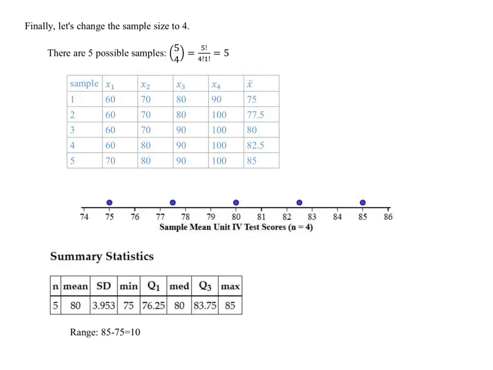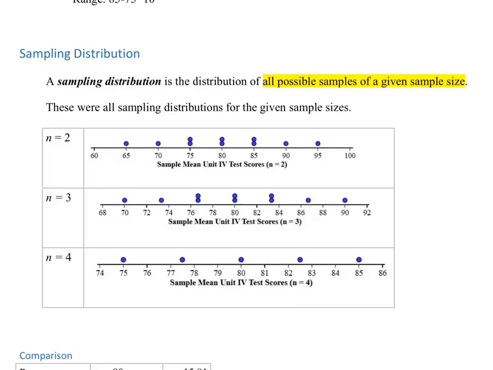Okay, now the whole point of this is to try to help you understand, first of all, what in the world is a sampling distribution, and it's these. We've actually seen three of them. A sampling distribution is the distribution of all possible samples of a given sample size. So this here is a sampling distribution of n is equal to 2. This is a sampling distribution of n is equal to 3. And this is a sampling distribution of n is equal to 4. Okay, so these are all examples of sampling distributions.